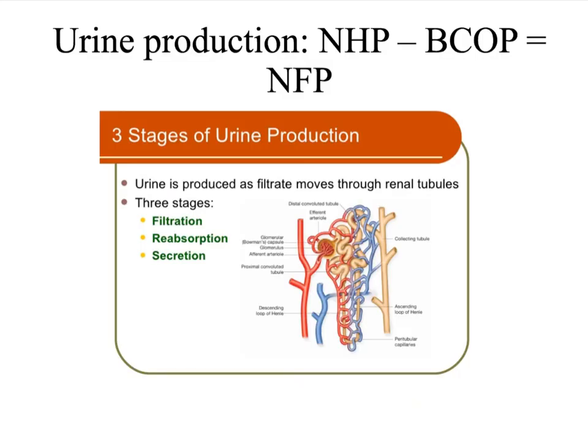So let's take a look at the production of urine. There are 3 stages, and we'll talk about these one at a time: filtration, reabsorption, and secretion. If you recall, we've talked about blood colloid osmotic pressure and hydrostatic pressure several times. What this equation stands for is net hydrostatic pressure minus blood colloid osmotic pressure gives you the net filtration pressure. So the filtration pressure that's pushing or pulling fluid into Bowman's capsule is dependent on hydrostatic pressure, which is the blood pressure, and then the osmotic pressure that's produced primarily by the plasma proteins.